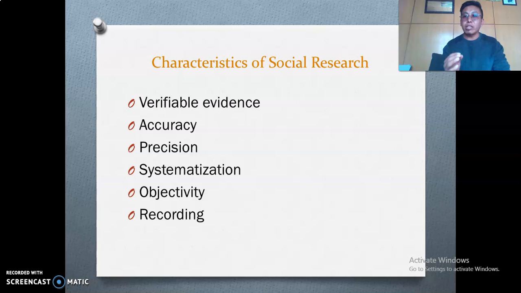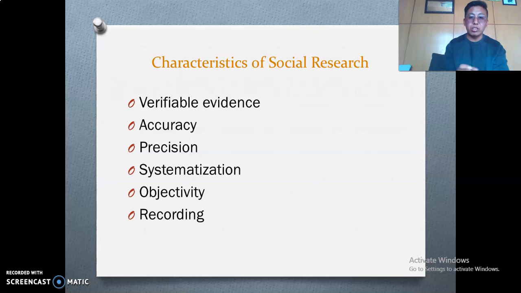Accuracy means correct. When someone studies some institution or some social problem, and then another researcher does the same, the result might come out different. It should not be like that, so it should be accurate. Accuracy is one of the main characteristics of social research. And then precision. Precision and accuracy are almost similar. Precision means it should be in a correct manner.